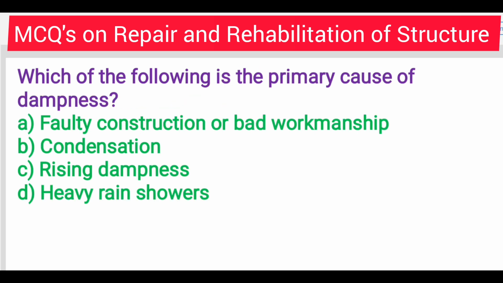Next question, which of the following is the primary cause of dampness? Option A, faulty construction and bad workmanship. Option B, condensation. Option C, rising dampness. Option D, heavy rain showers. So the correct answer is option A, faulty construction and bad workmanship.